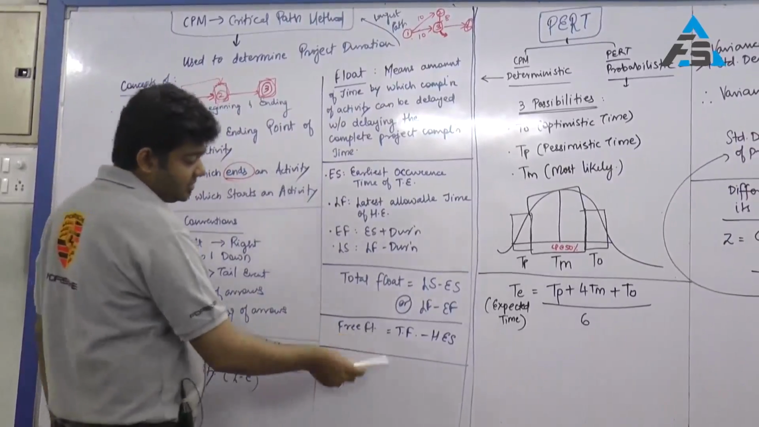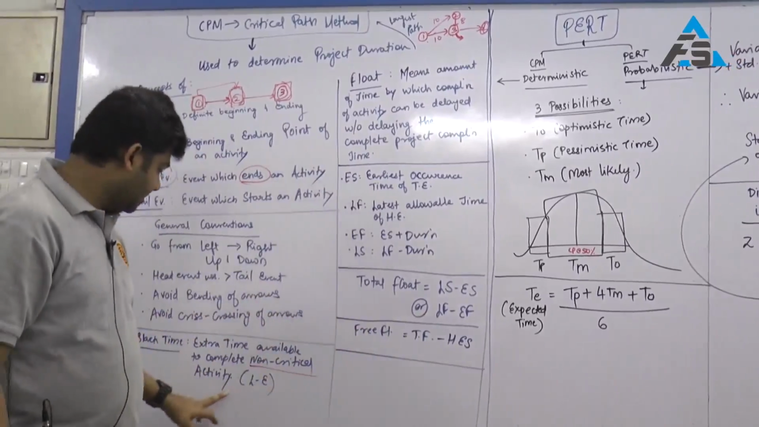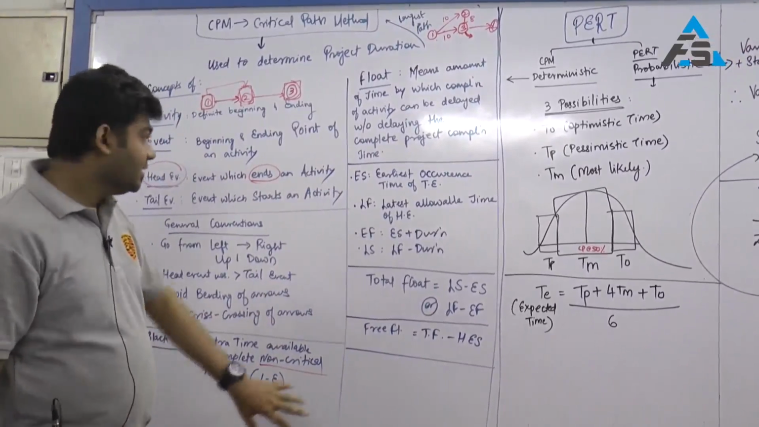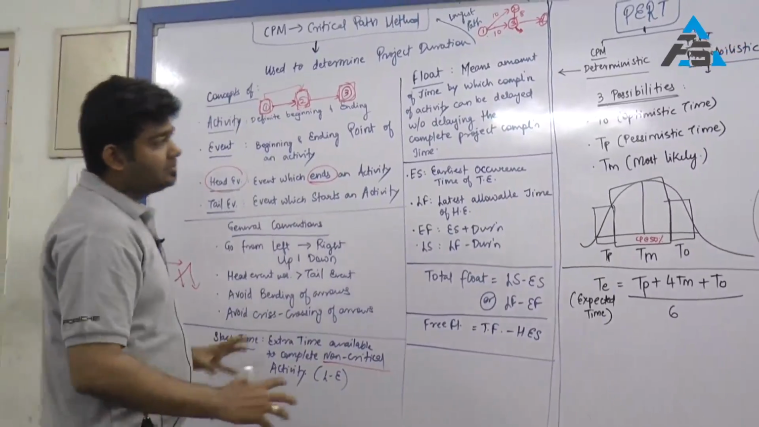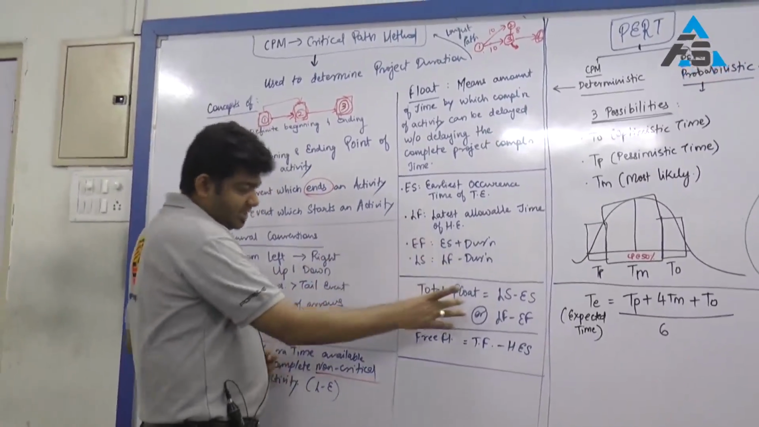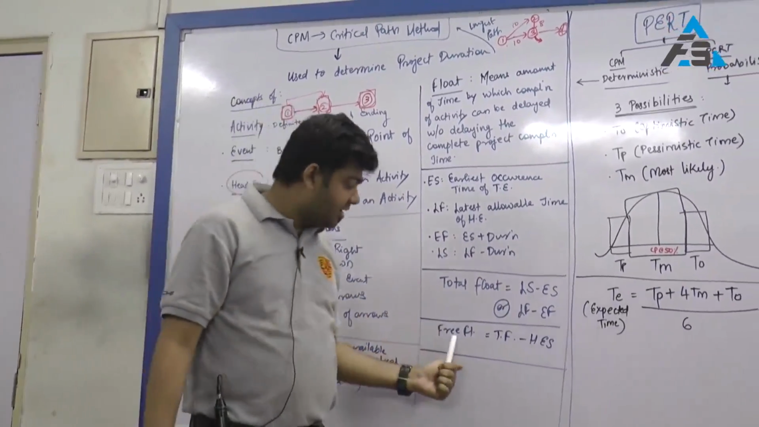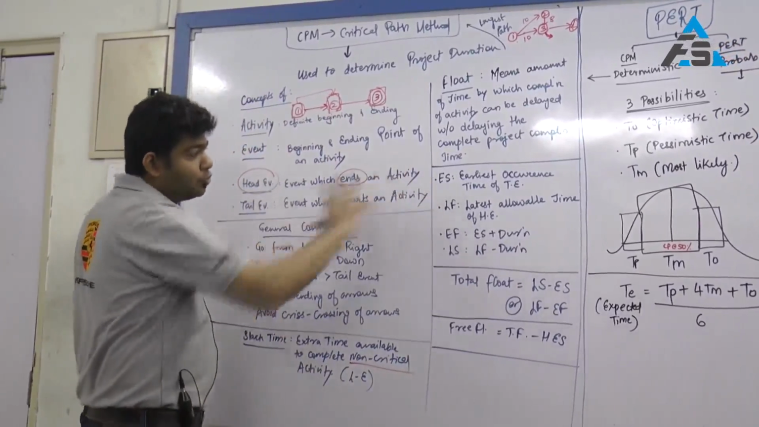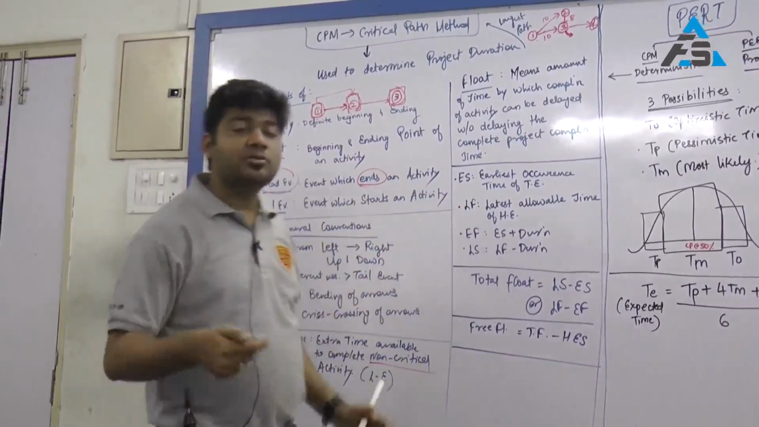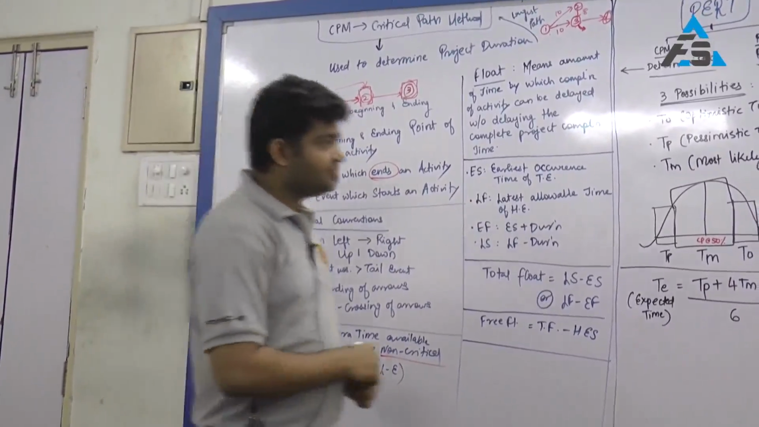Next is free float, which is nothing but total float minus head event. Slack is nothing but a difference of L and E. So this is your CPM, critical path method, more based on the formulas. The concept of total float can be asked in the examination. Free float can be asked in the examination. Very, very important. Do solve one question related to this before going to the exam. So as I said, solve one question.